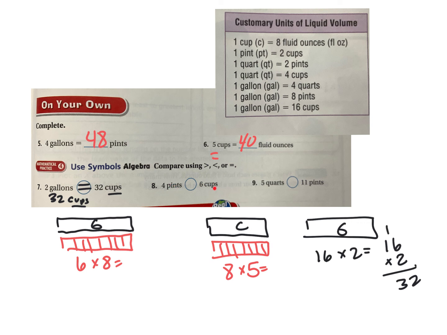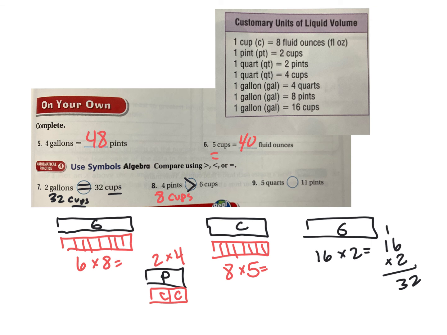We can't compare them until we have the common label, just like a common denominator. What is the relationship of pints to cups? So let's start with 1 pint. How many cups are in a pint? 1 pint is 2 cups. And so 2 times, how many pints were we talking about? 4 of them. 2 times 4 is 8. So 4 pints is the same as 8 cups. Now we have a common label. I can compare 8 to 6. 8 is more than 6. So 4 pints is more than 6 cups.